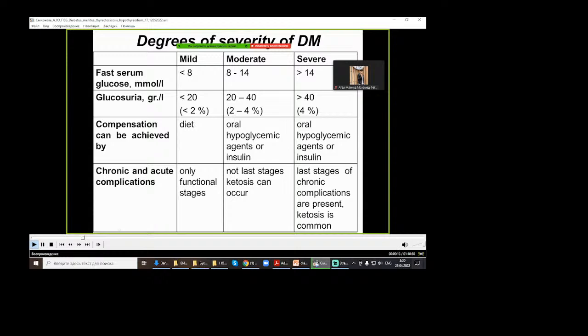Diabetes mellitus is also classified in degrees of severity. Degrees of severity are assessed by fasting serum glucose level, glucosuria level, compensation, which may be achieved or not achieved, and chronic and acute complications of diabetes mellitus. According to these parameters, diabetes mellitus is divided into mild, moderate, and severe. So this assessment tool is presented on the screen, and by these parameters we may assess the degree of severity of diabetes mellitus.